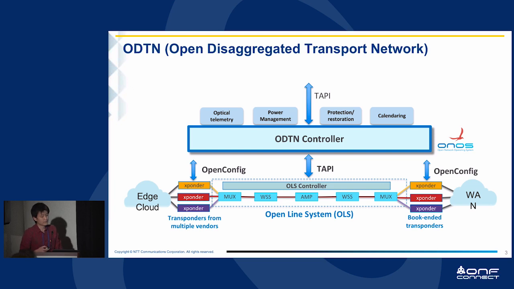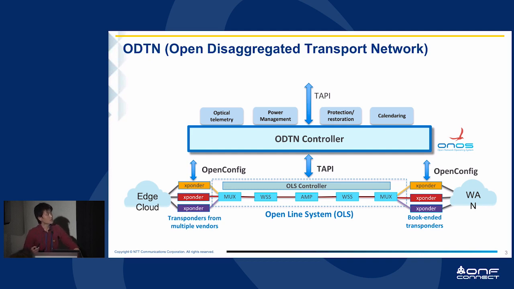And this is a reference design of ODTN. The ODTN controller is supposed to configure multi-vendor OpenConfig devices. And currently, in phase 1.5, the ODTN controller is supposed to configure the open line system as well. The ODTN controller is designed to install the transport network of the metro domain and the data center interconnect network.